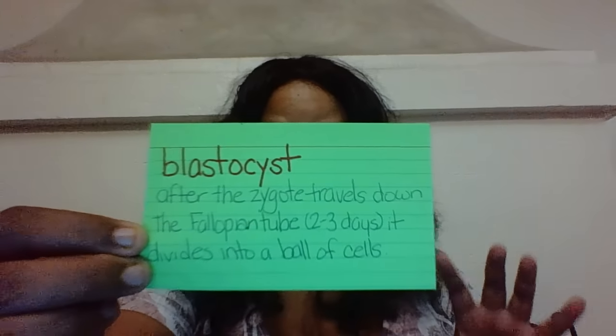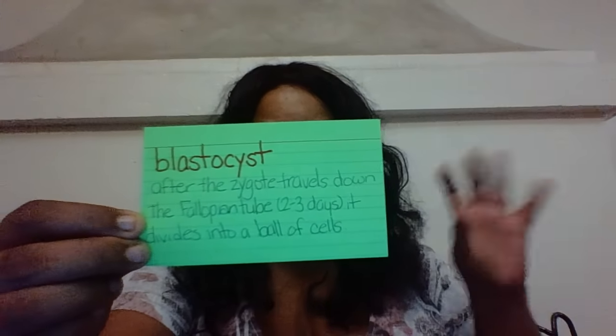What happens here is that it turns into a ball of cells. Now, when they say, "Oh, it's just a clump of cells," this is what they're talking about. But you don't kill a clump of cells because you don't even know you're pregnant at this point either. So it turns into this ball of cells. Kind of looks like this.